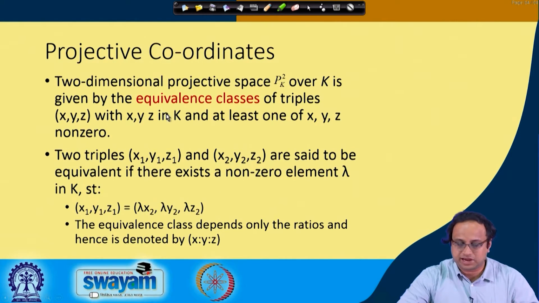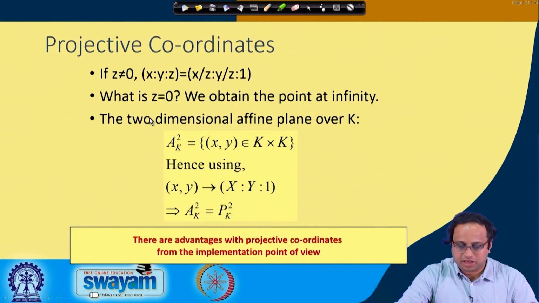Okay. The basic idea is that you have a 2-dimensional projective space over K, and it is given by the equivalence class of triples x, y, z with x, y, z in K and at least one of x, y, z non-zero. Okay. Then this is the definition that 2 triples are essentially equivalent. So this is how you relate such points. Okay. So now, how do you apply them? That is most important.